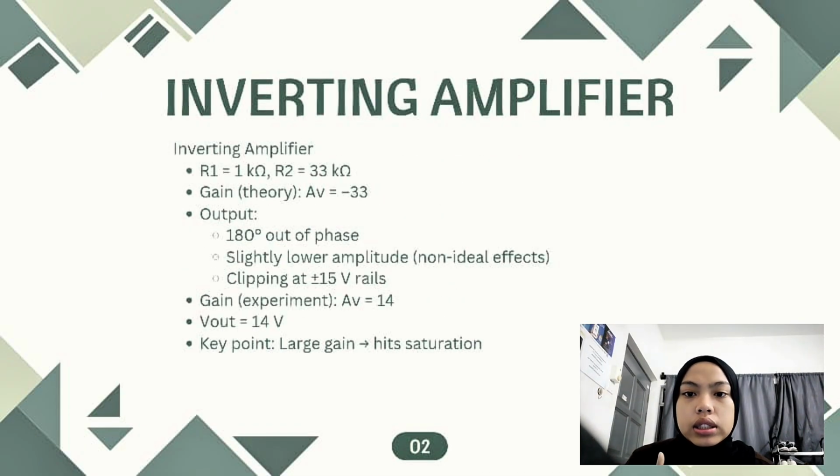For the first circuit, which is the inverting amplifier, I use R1, or resistor 1, of 1 kilo ohm and R2 of 33 kilo ohm, with a 1 volt peak input at 1 kilohertz. The theoretical gain is negative 33.